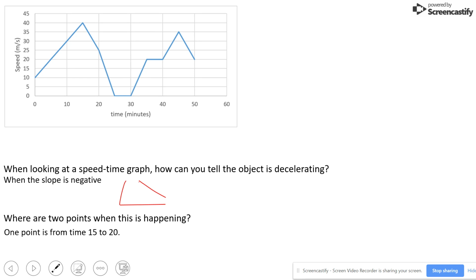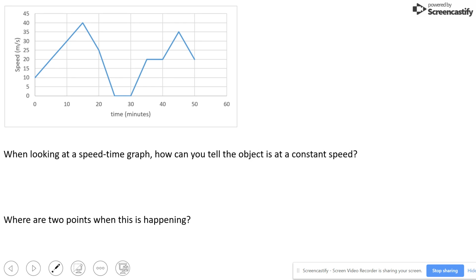So one point is from time 15 to time 20. So this little time segment right here. So it's got a negative acceleration right in through here because it's pointing down. So just like before, I want you to find one other point and fill in the time. So say it's from time this to this.